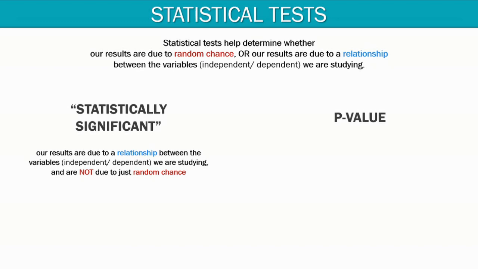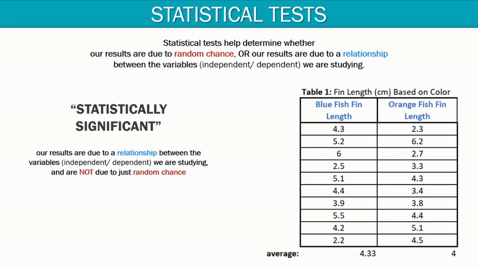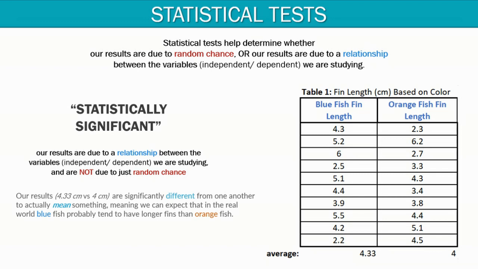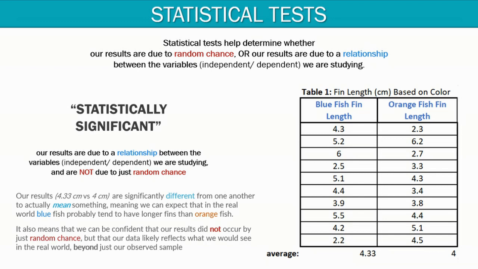Looking back at our fish example, if we ran a statistical test and the test determines that our results are statistically significant, that would mean that our results, the 4.33 centimeters versus 4 centimeters, are significantly different from one another to actually mean something. Meaning, we can expect that in the real world, bluefish probably tend to actually have longer fins than orangefish. It also means that we can be confident that our results did not occur by just random chance, but that our data likely reflects what we would see in the real world, beyond just our observed sample.